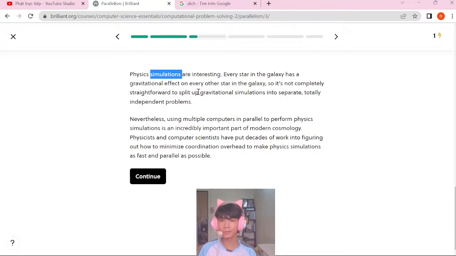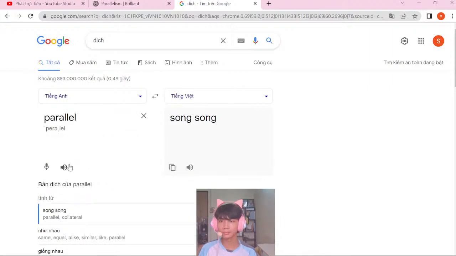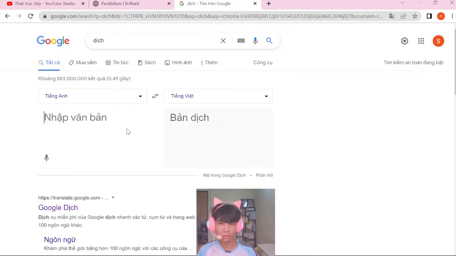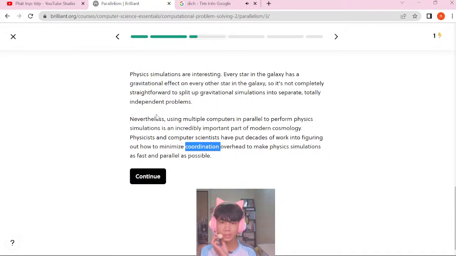straightforward to split up gravitational simulation into separate, totally independent problems. Nevertheless, using multiple computers in parallel to perform physics simulations is an incredibly important part of modern cosmology. Physicists and computer scientists have put decades of work into figuring out how to minimize coordination overhead to make physics simulation as fast and parallel as possible.